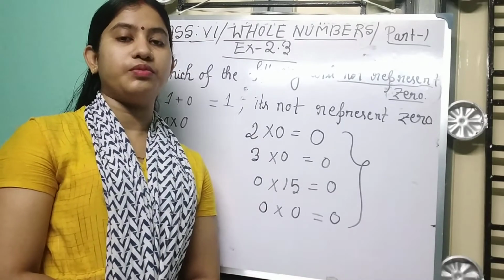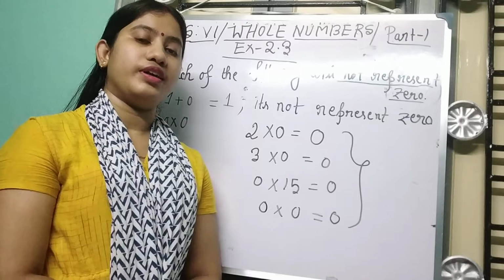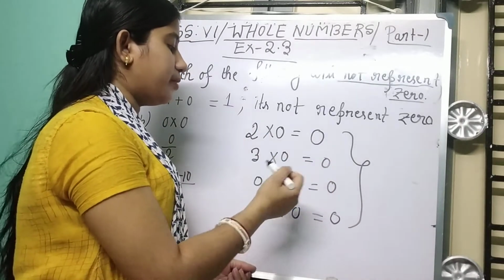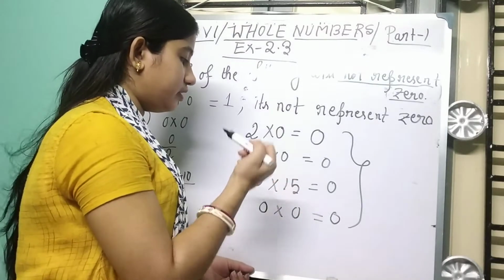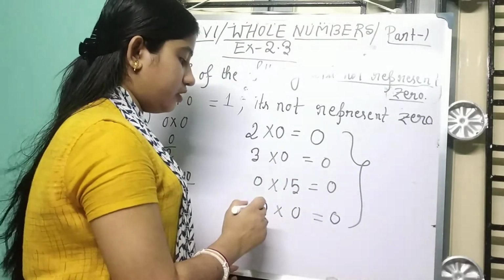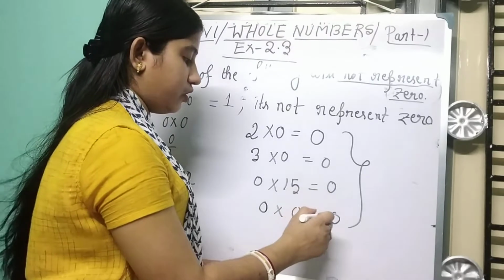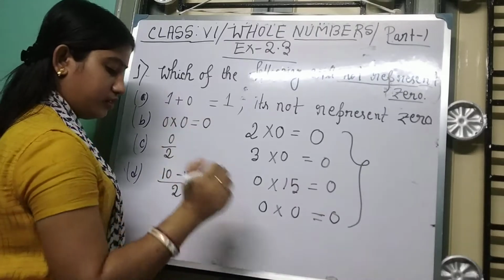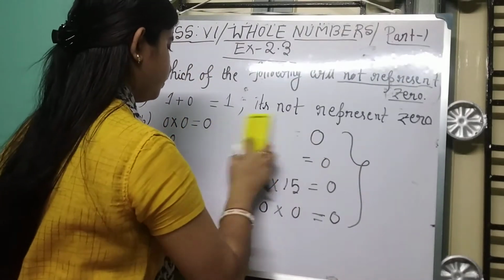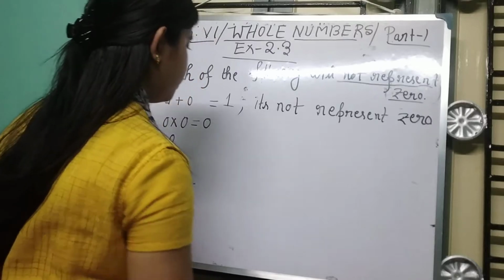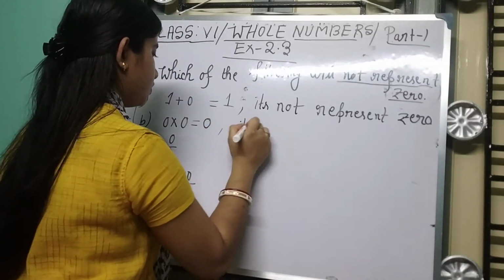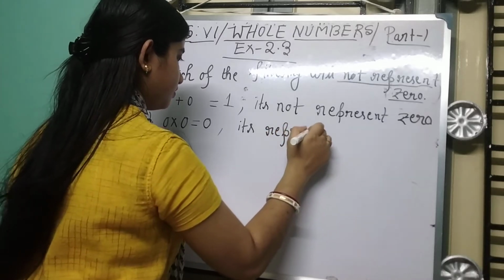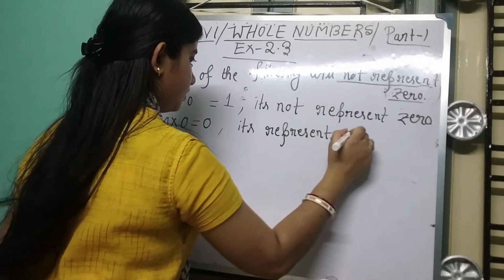Now here, if we multiply 2 by 0, then we get 0. If we multiply 3 by 0, then we get 0. If we multiply 0 by 15, then also we get 0. Now for 0, 0 into 0 means this is also 0. So 0 into 0 equals 0. So it represents zero.